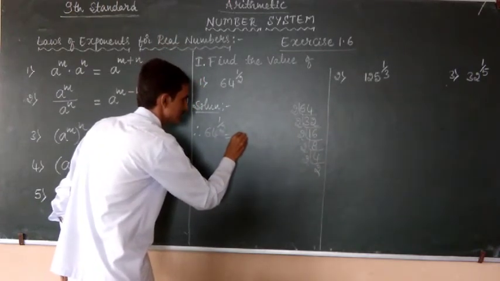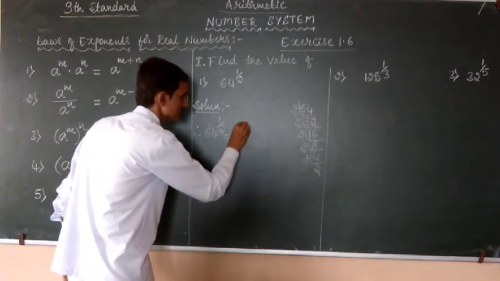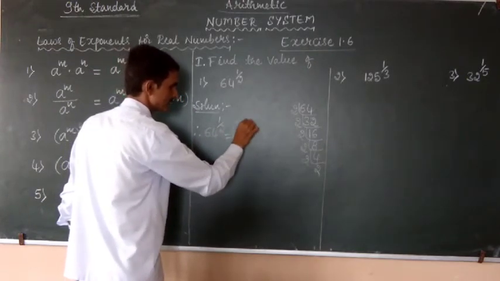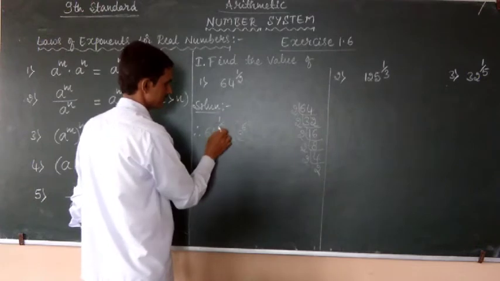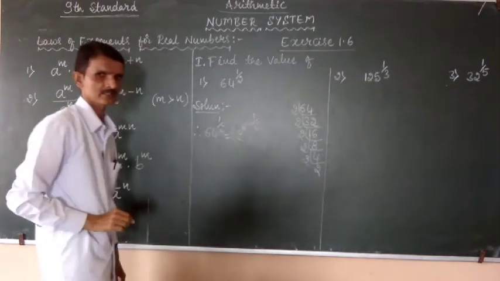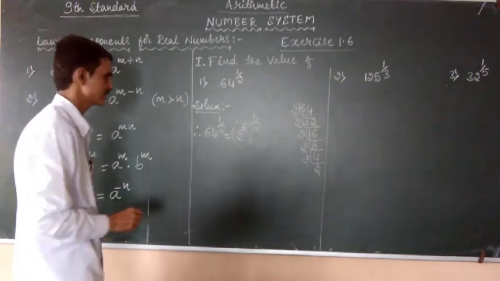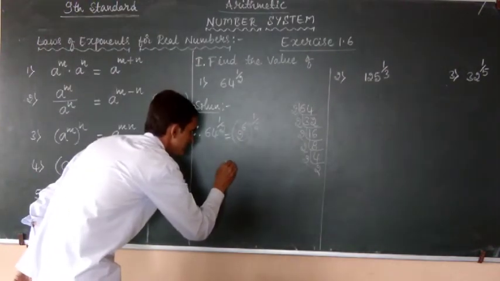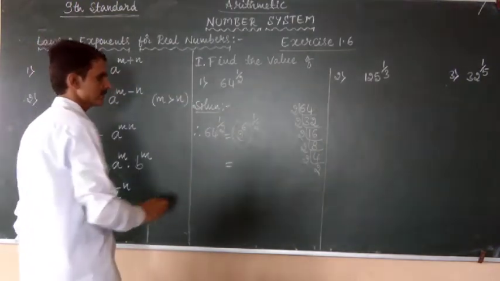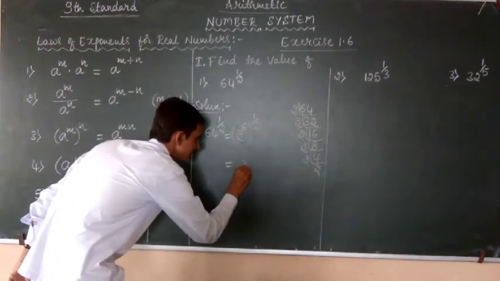So 64 can be written as 2 to the power of 6. The index 1 by 2 is written as it is. Now, by using the laws of indices, we are going to simplify this. Write the base as it is.